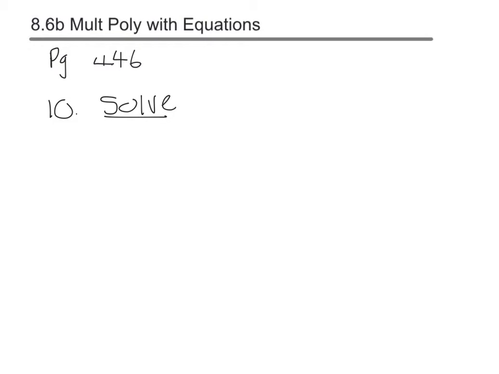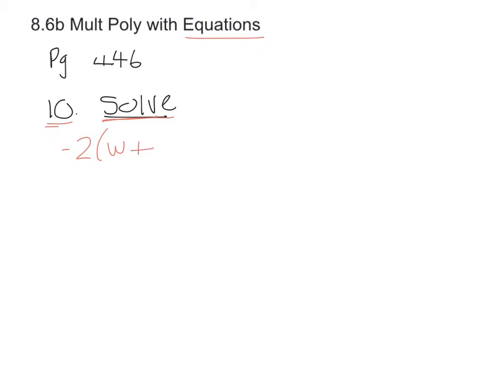In 8.6b, it's more on multiplying polynomials, but we're going to be seeing these multiplying within equations and then having to solve equations. So I'm going to page 446, number 10, where the directions will just say solve the equation. So the first equation is -2(w + 1) + w = 7 - 4w. So you see there are going to be variables on both sides of the equation.